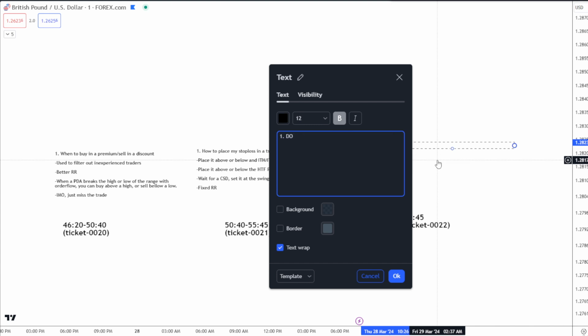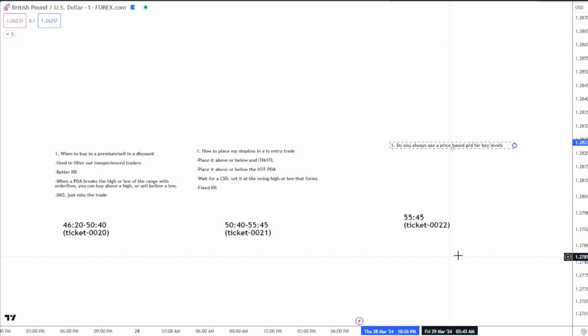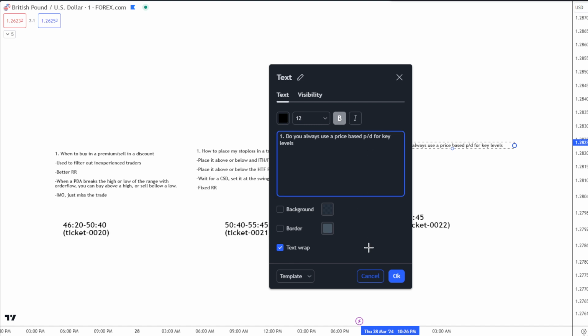Do you always use a price-based discount or premium for key levels? No, you should be in a discount most of the time when turtle souping.